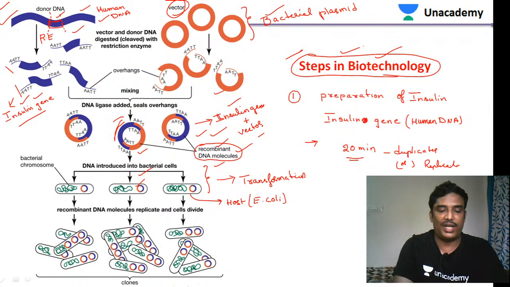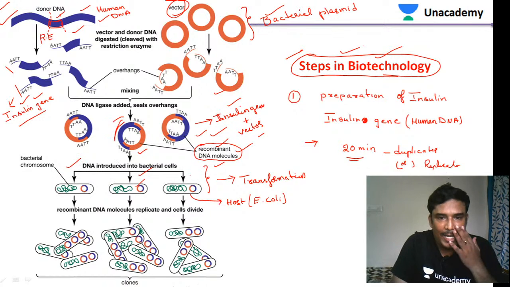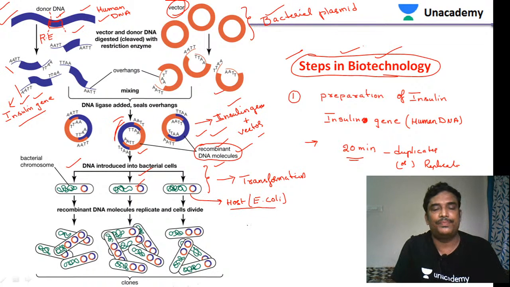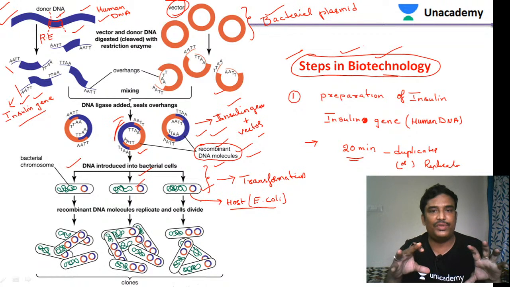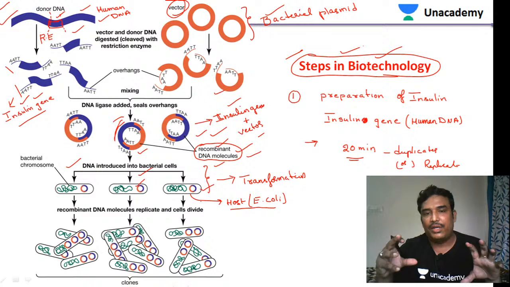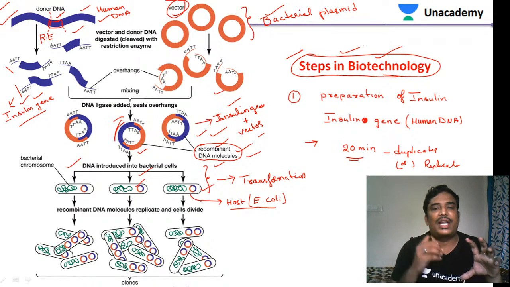Now in this diagram, if you see clearly, the bacterium E. coli is used as a host. Inside the bacteria, the recombinant DNA molecule is transformed into the host, E. coli. That process of transferring this recombinant DNA molecule into E. coli is called transformation.